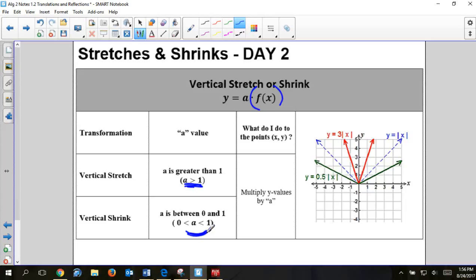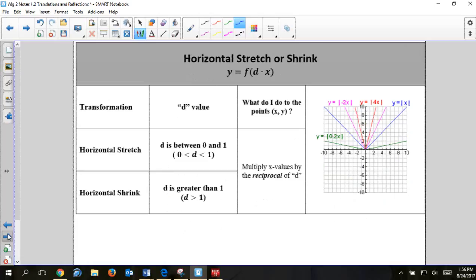So that is review. We've talked about that. Just make sure that we know that the number is being multiplied outside. New stuff, horizontal stretch or shrink.